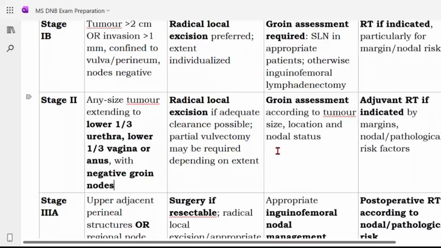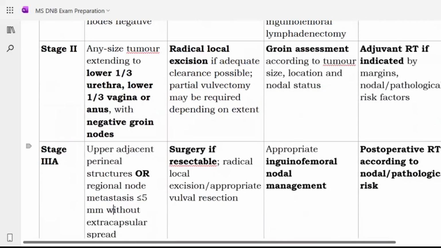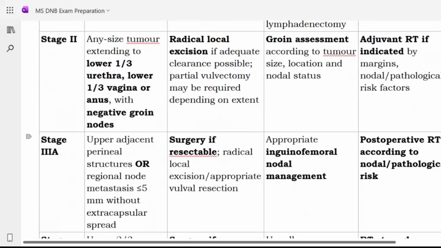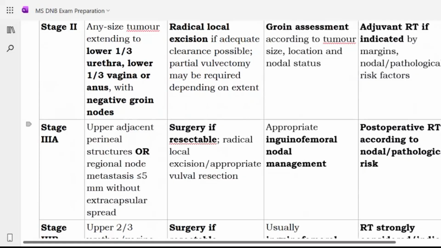Okay. Then stage 3 is a nodal disease. So strong indication for radiotherapy here, because you are dealing with nodal disease. So stage 3A, where upper adjacent perineal structures are involved. Nodal disease with the size of the mets less than 5 mm, either one node or 1 to 2 nodes. If single node more than 5 mm is also 3A. Two lymph nodes less than 5 mm is also 3A.